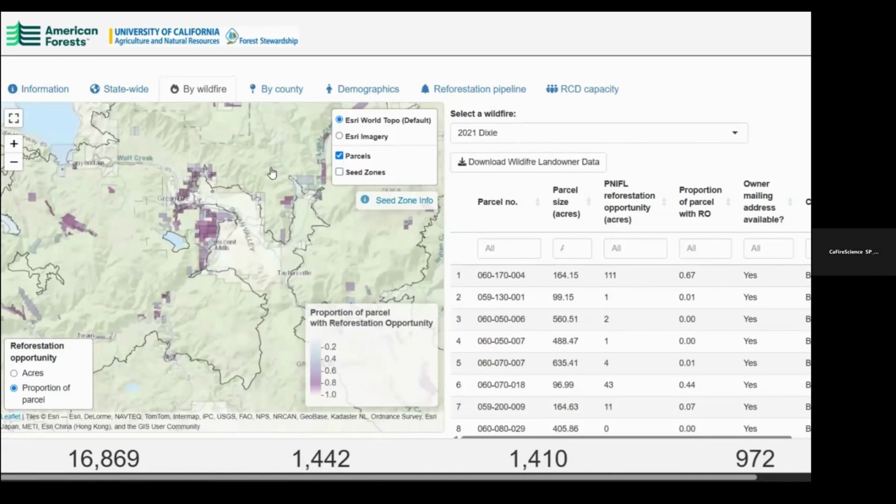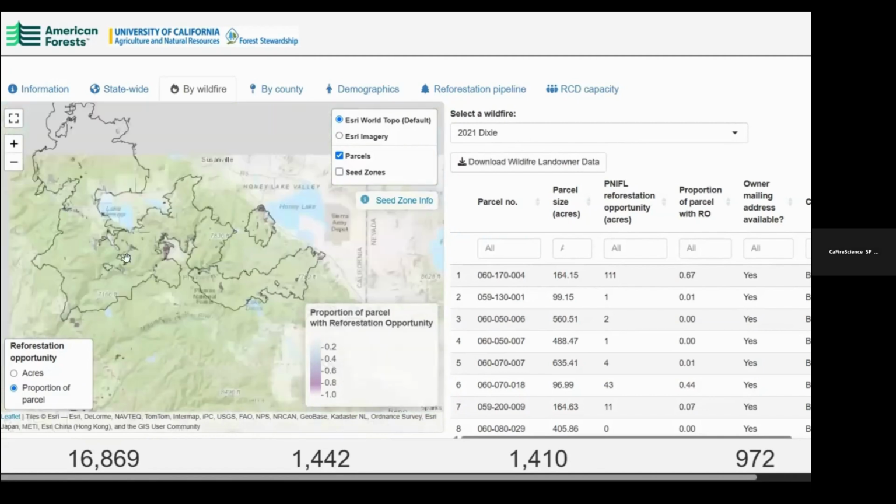And so, yeah, going forward, if there is more funding for this to add in more wildfires, I think people can really get a lot out of that.